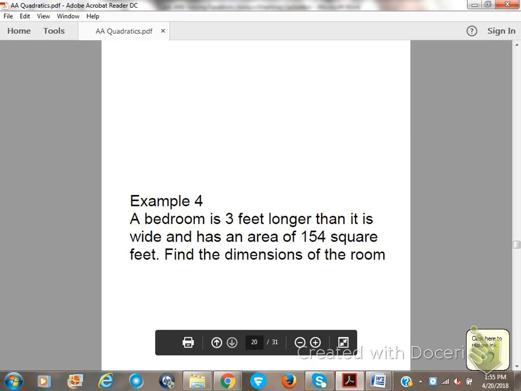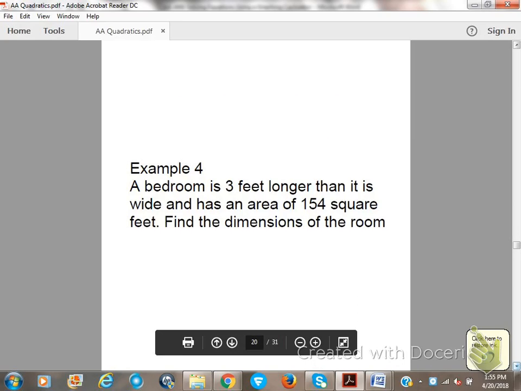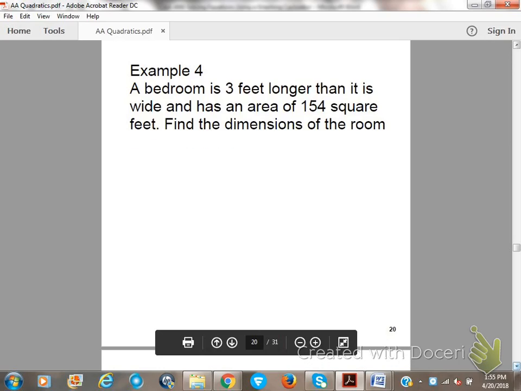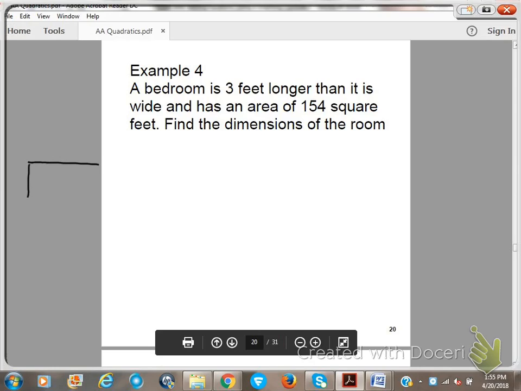All right, so let's take a look at this number 4. A bedroom is 3 feet longer than it is wide and has an area of 154 square feet. Find the dimensions of the room. Let's do a rectangle. And what do we know about this rectangle? 3 feet longer. The length is x plus 3. So if I do an x plus 3 here, then what has to go on this side? x. And then area is 154.